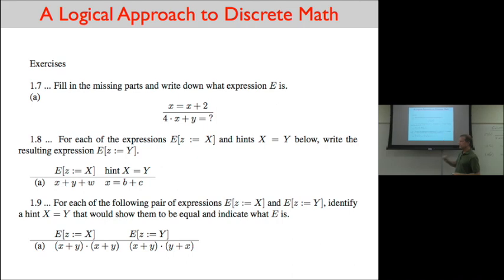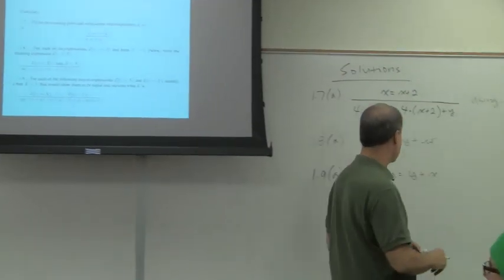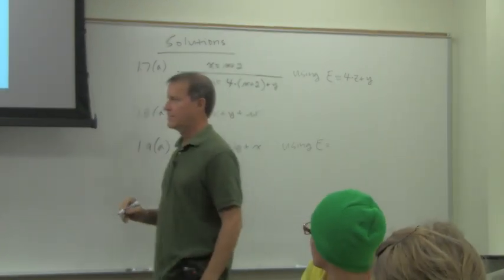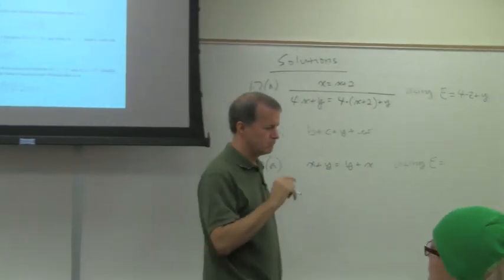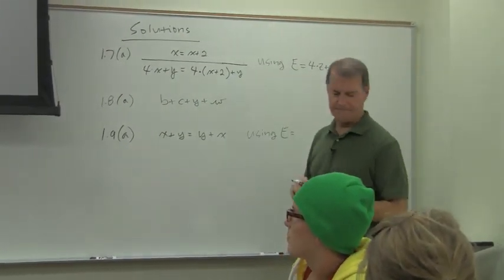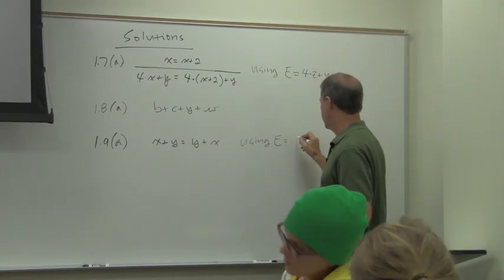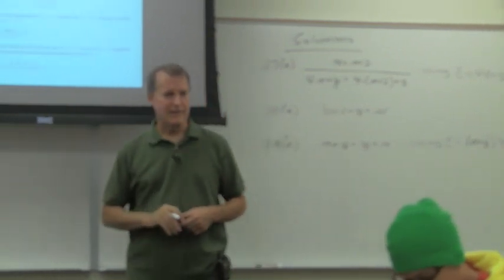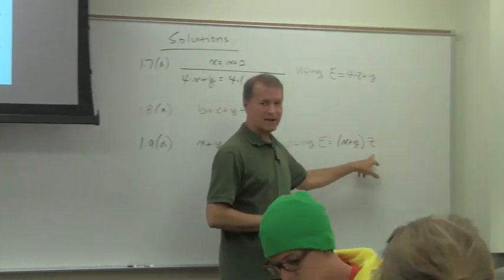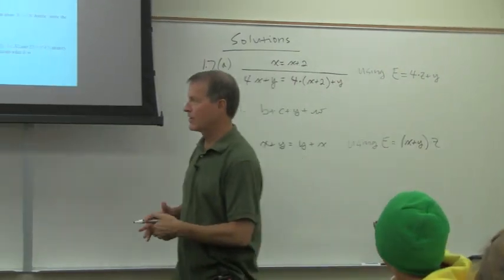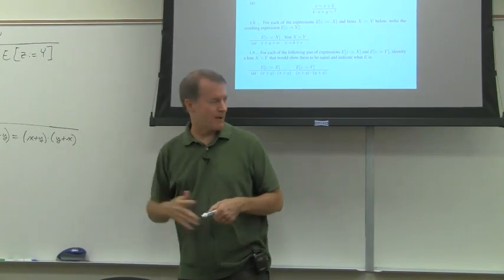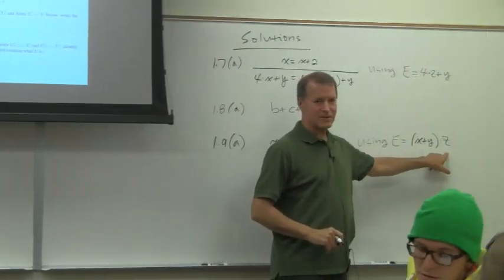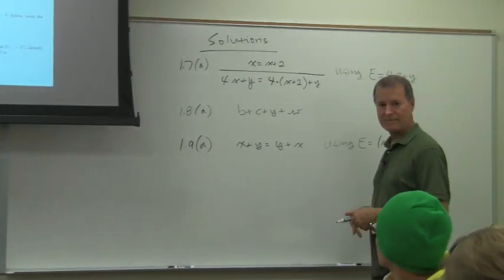And indicate what E is. Now this is a little tricky. So this is using E, here again. Using E equals, yes. Now, how did you get that? Right, because this is with z replaced by x, z replaced by x plus y, and then z replaced by y plus x. All right, so this is a little trickier, but you see how that works? So again, two parts for this one.